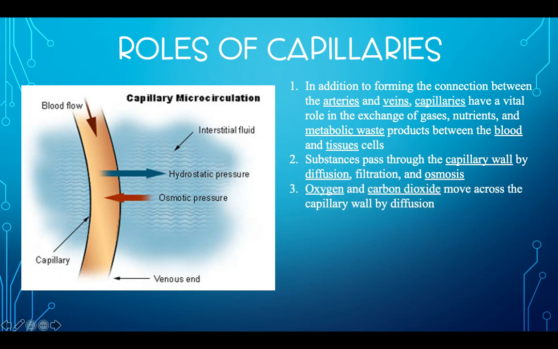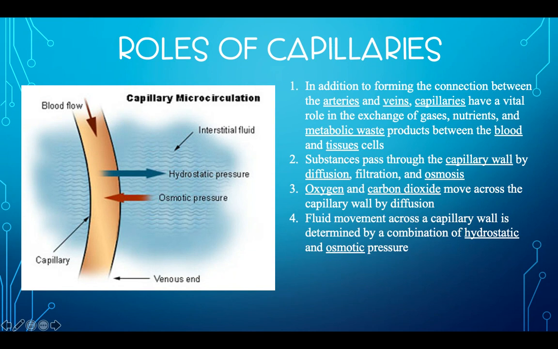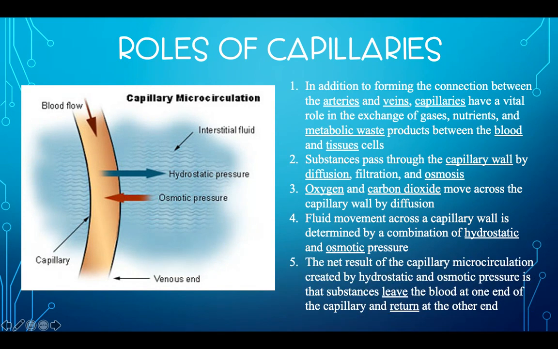Next, oxygen and carbon dioxide move across that capillary wall by diffusion. So oxygen is being dropped off, and then you've got carbon dioxide coming back in when it's artery to vein. Fluid movement across that capillary wall is determined by a combination of hydrostatic and osmotic pressure, as you can see here. And the net result of the capillary microcirculation, created by the hydrostatic and osmotic pressure, is that substances leave the blood at one end of the capillary and return at the other end. So kind of a cool little system.